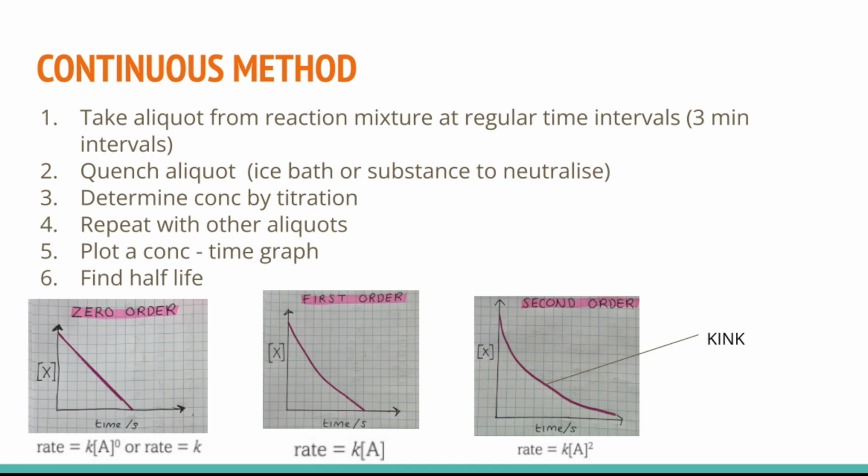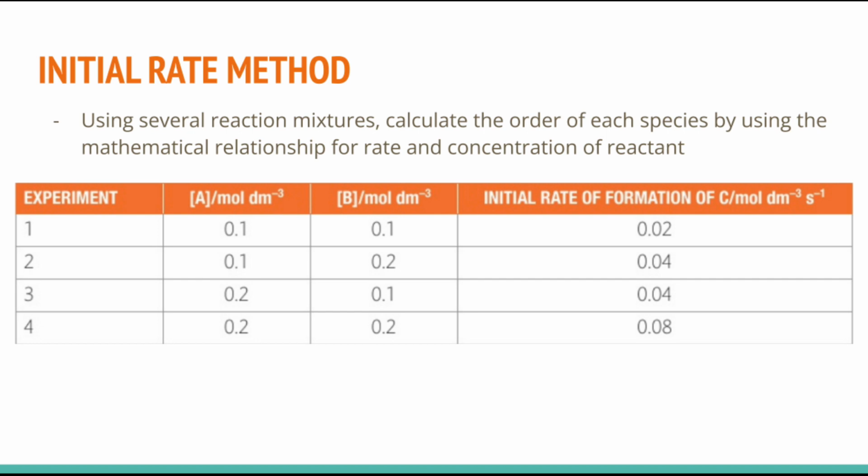So first thing you want to do is take aliquots. An aliquot is basically a sample from a larger mixture. So you want to take samples or aliquots from the reaction mixture at regular time intervals, for example, every 3-minute time interval. And then you want to quench the aliquot using an ice bath or a substance that can neutralize it. And then you want to determine the concentration by using titration. And then you want to repeat this with the other aliquots that are taken. Plot a concentration and time graph and find the half-life to determine if it's zero order, first order, or second order.